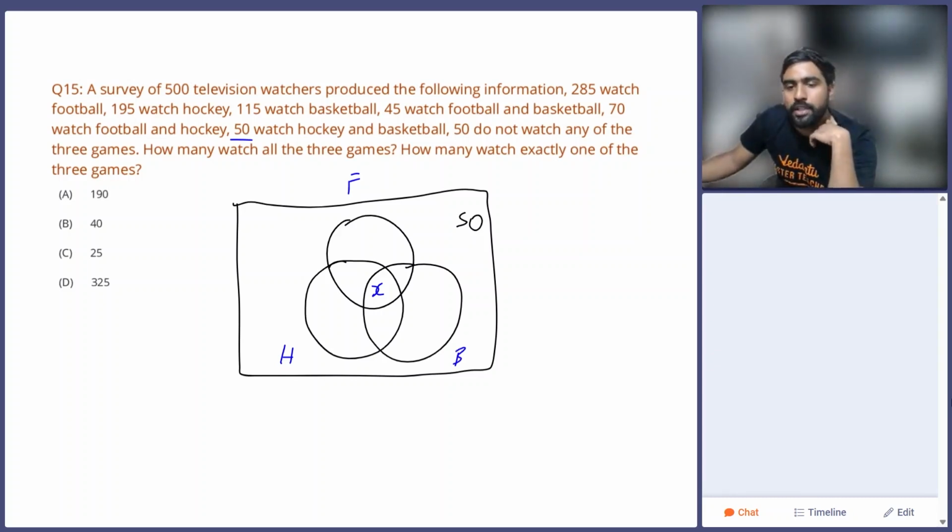So 50 people watch hockey and basketball. Hockey and basketball, 50 people. So there's already X, so in this specific region, it will be 50 minus X. Then you have 70 people watching football and hockey, so that's 70 minus X. Then you have 45 people watching football and basketball, so here I will have 45 minus X.